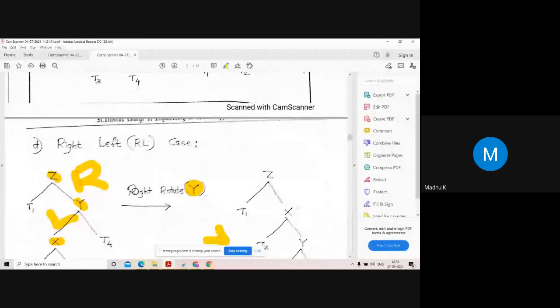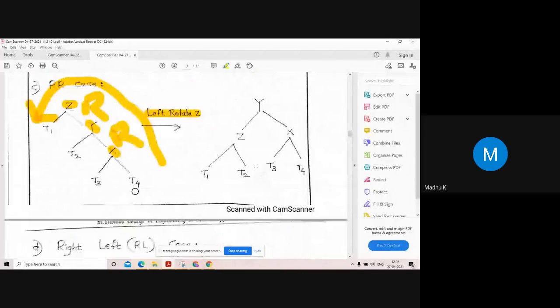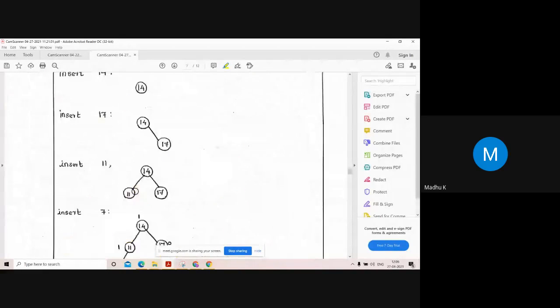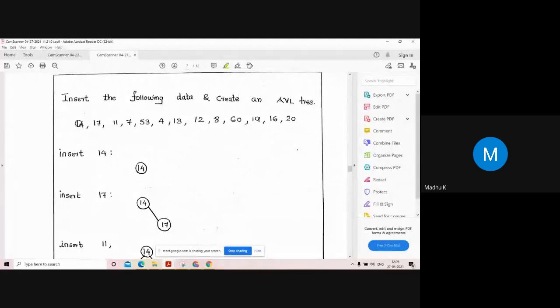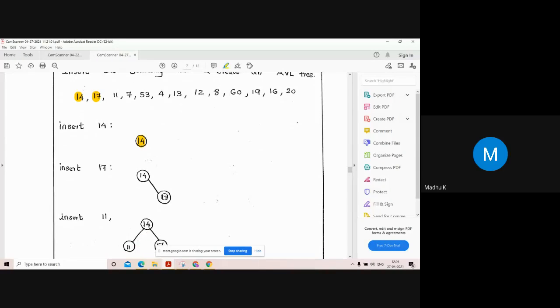So the basic concept is okay. Now next we can discuss an example. This is the example we need to consider. First we want to insert 14. Next, I want to insert 17. 17 is greater than 14, so I inserted here. Then I will check the balancing factor of each node. Here the balancing factor of this 17 is 0. This is 0 minus 1, which is equal to minus 1. So this is an AVL tree.